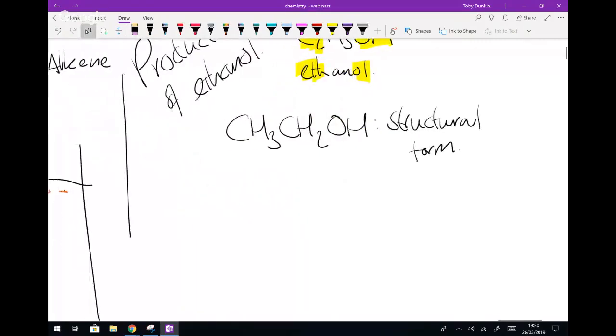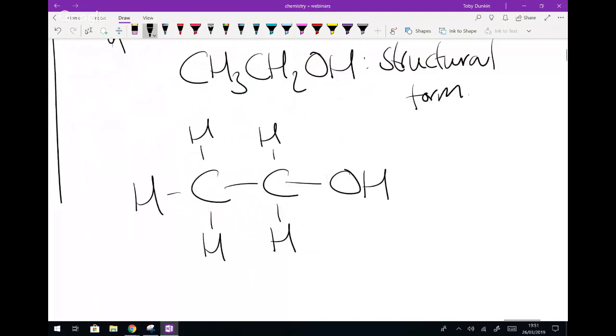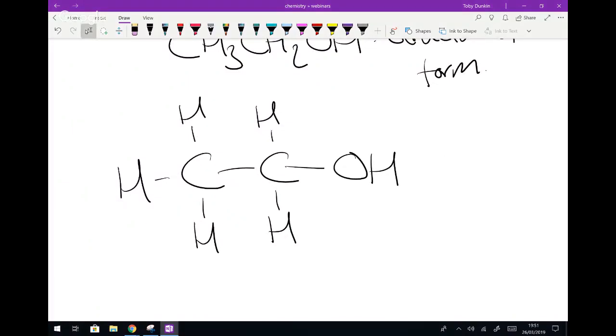The next one is displayed. Gotta love displayed. Now, displayed means show all bonds. And I'm now going to deliberately make a mistake and put it to the classroom. Why have I lost that mark for a displayed formula? Who's going to get there first? Thank you very much, Dana.